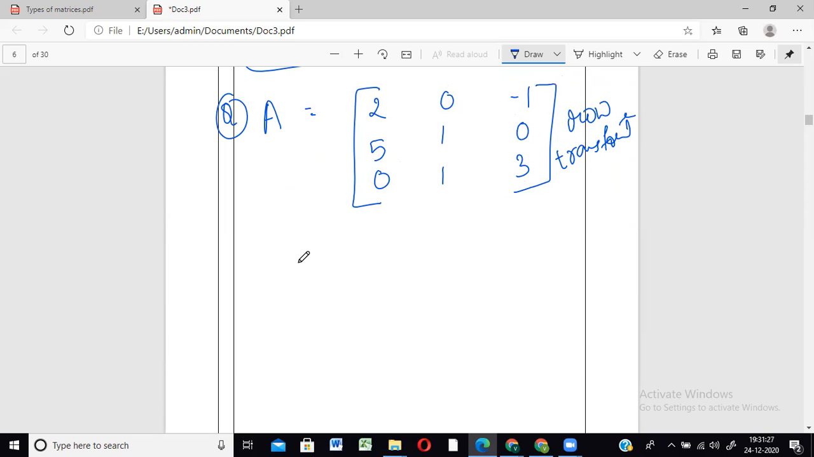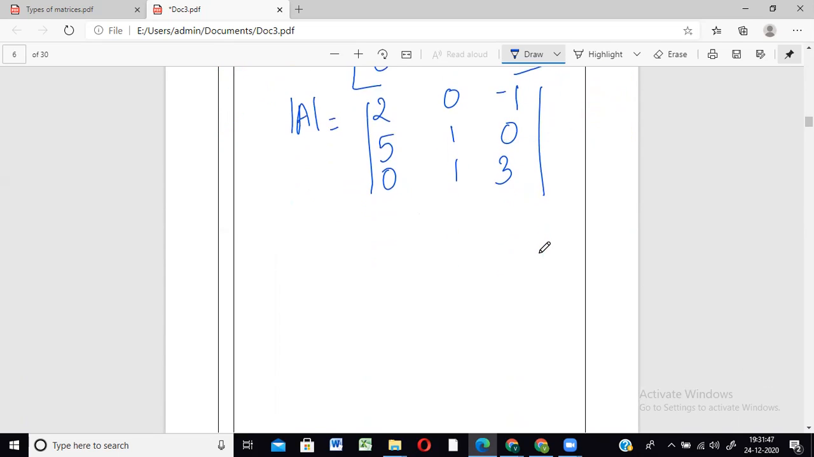So what was the first step we did initially? Inverse can only be found if the determinant is not equal to 0, correct? So the determinant is 2 5 0, 0 1 1, minus 1 0 3. Okay, so with this determinant, how do we find its value? We take the first element as it is, and then hide the row and column in which that element lies.